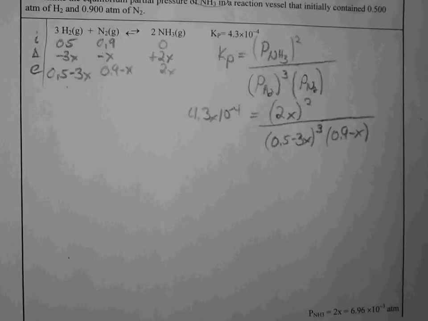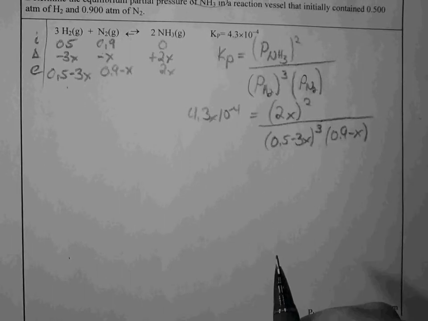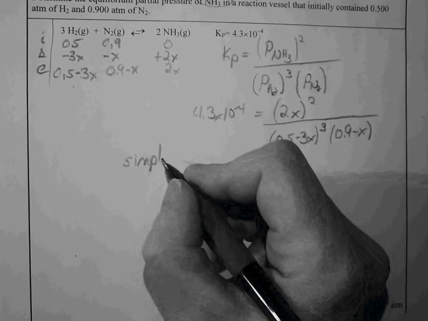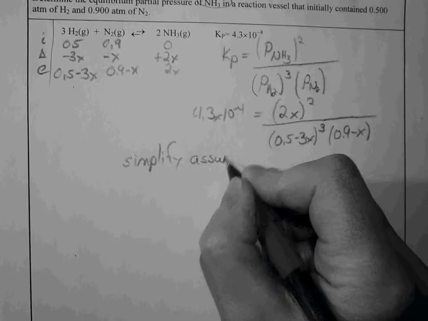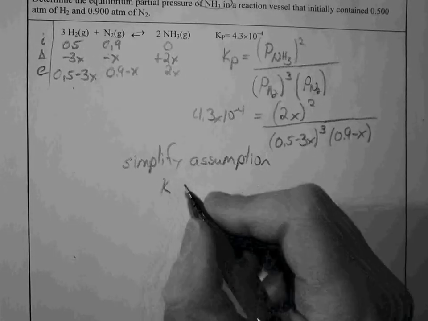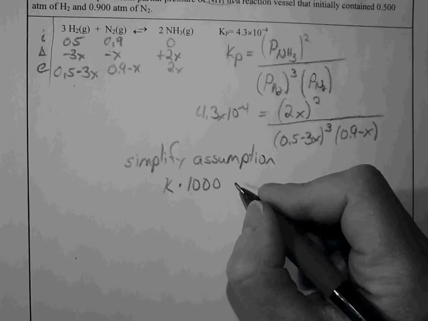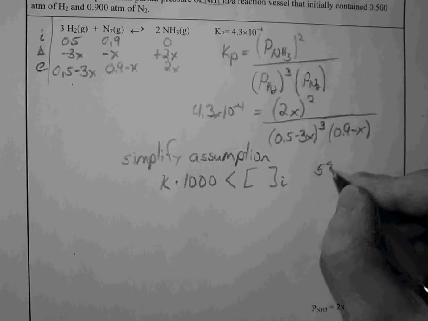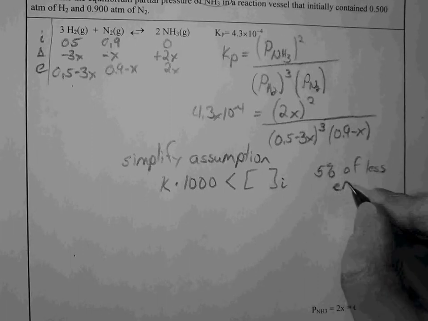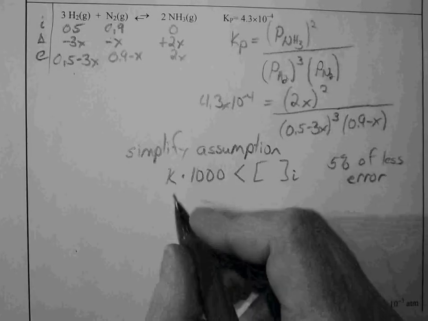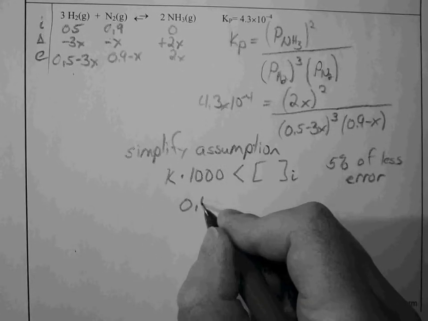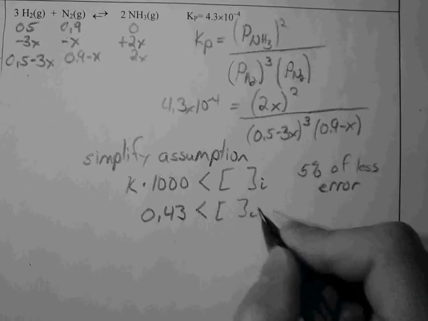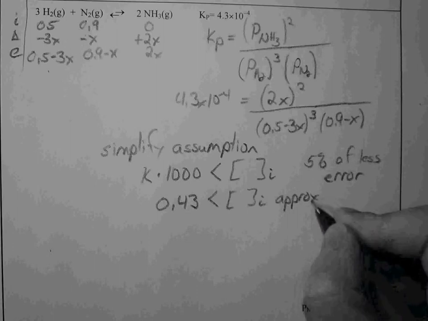Now this would be a crazy problem to solve fully algebraically, so we're going to look to see whether or not we can do the simplifying assumption. Okay, we can make that if K times 1,000 is smaller than our initial concentrations. That means that we're going to have 5% or less error introduced by making that approximation. So in this case, K times 1,000 is 0.43, and that is smaller than either of our initial concentrations, so our approximation is okay.